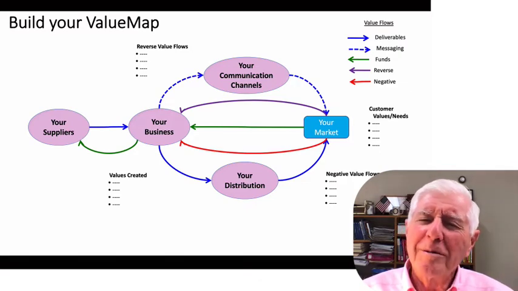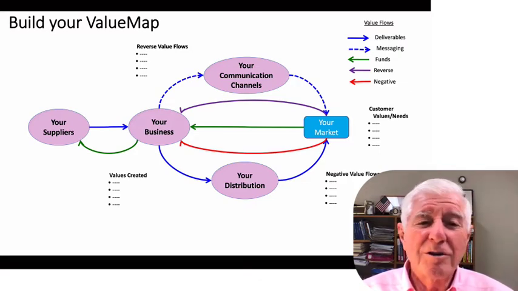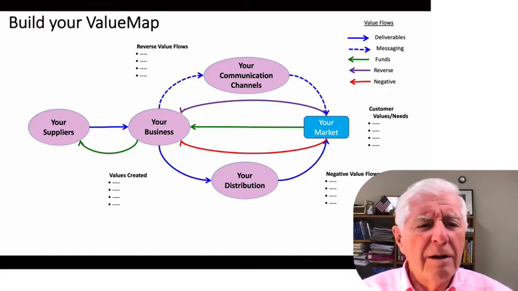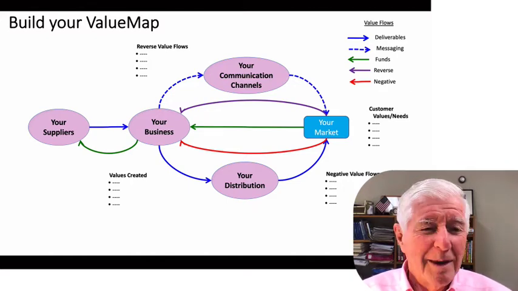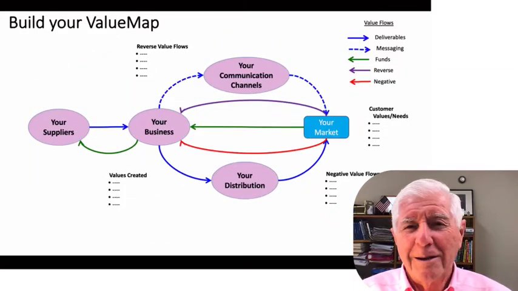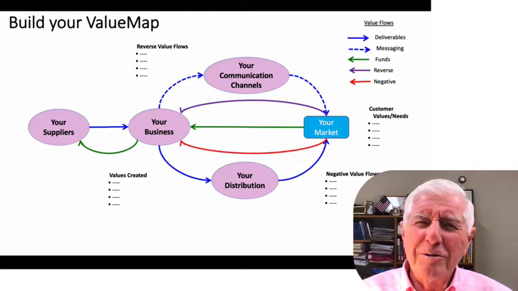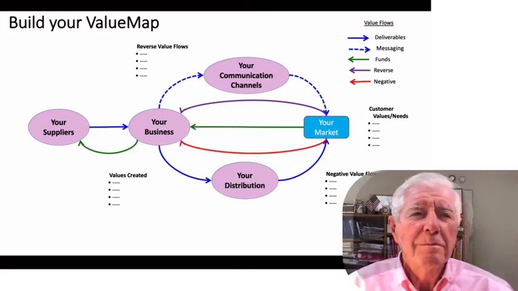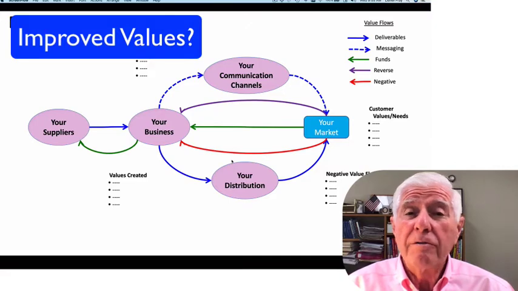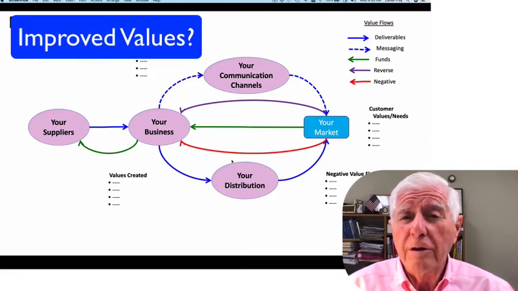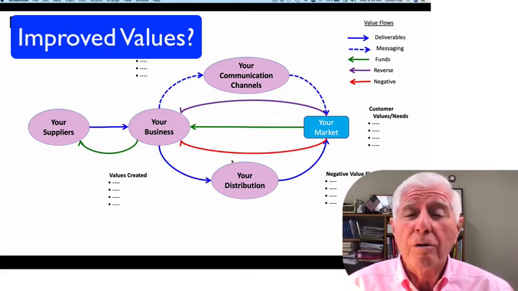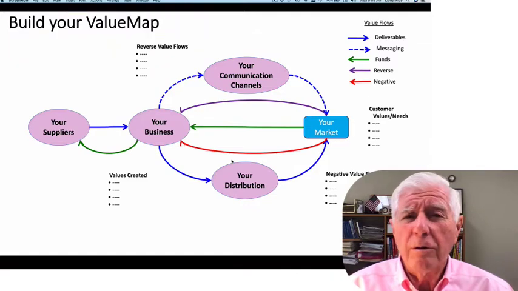Okay, now comes the fun part, because it is also the most creative part. I want you to take that value map and shake it. I want to see you do that one on a whiteboard. Are there any value flows that could be improved? Like more values delivered, enhanced reverse values, reduced negative values, and so on.